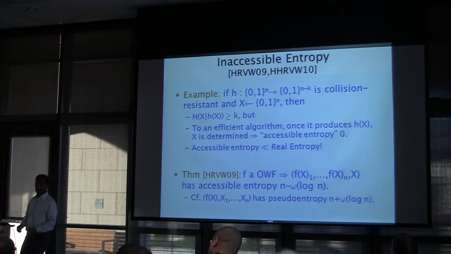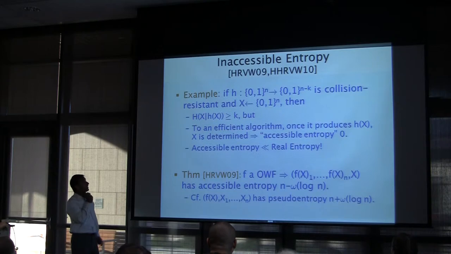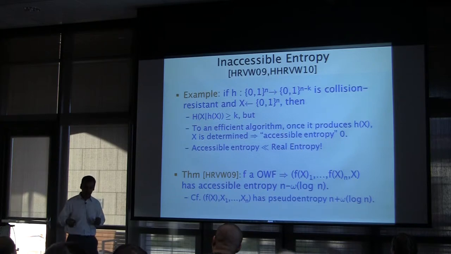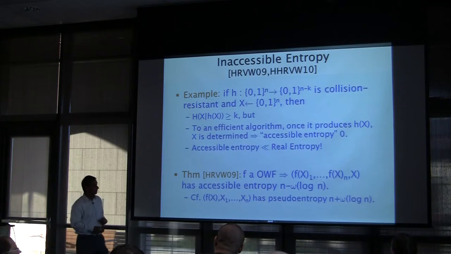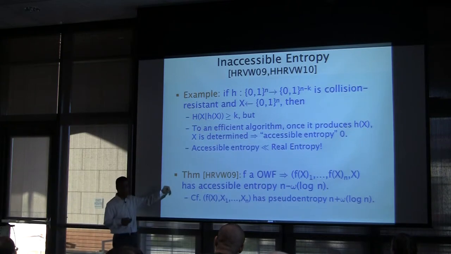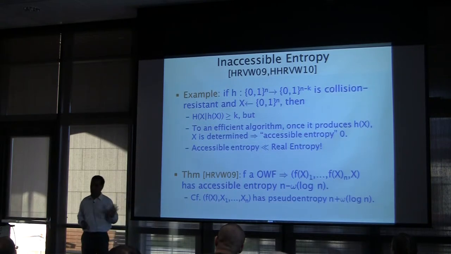Is x picked at random in the first case? Yes, we're thinking of x as picked at random. When you think of an adversary here, that's weaker than the definition of collision resistant. An adversary need not generate things at random, and that somehow has to come into the definition, which I'm not giving formally.